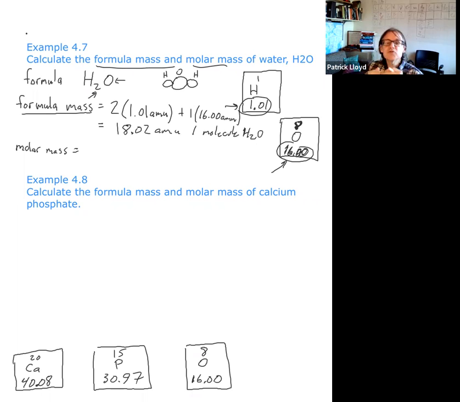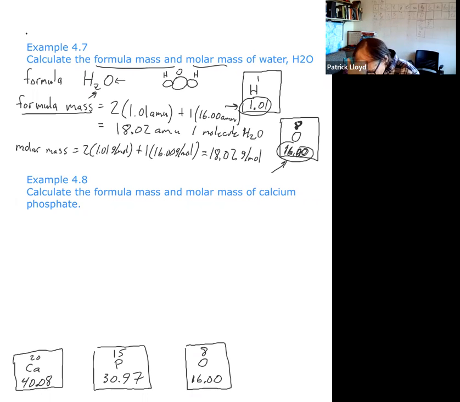That's going to be a lot more, so we use a different unit. We just call it grams. So the number's the same. You're just going to take your two hydrogens. So here's your formula: 2 times 1.01, but now it's grams per mole. And one oxygen, 16 grams per mole. And you're going to get the same number as for formula mass. It's just going to be grams per mole. So that means 1 mole of water weighs 18.02 grams. 1 molecule of water weighs 18.02 AMU.